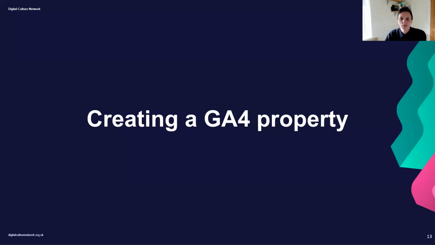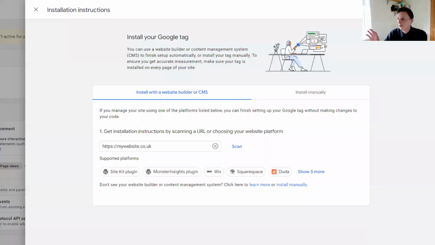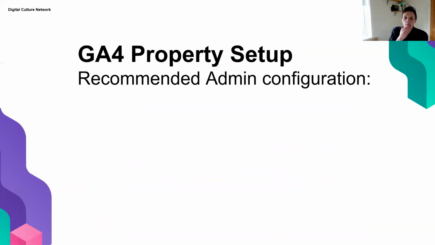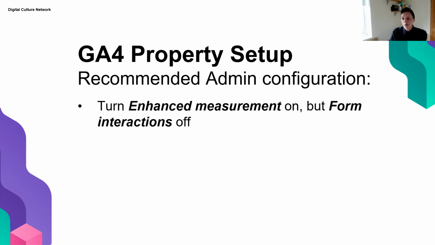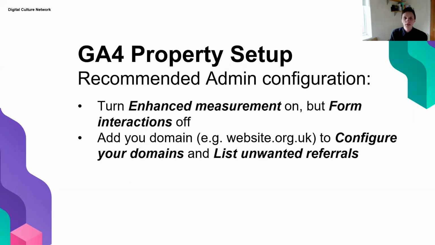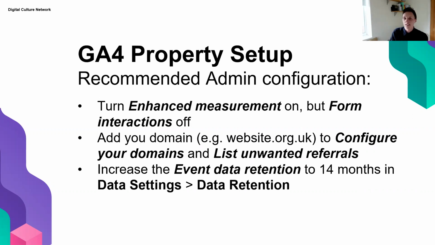So we've done that. We've installed it. We've used our different options, so we used Site Kit, but there are different ways of installing it. I'm just going to talk through the recommendations of that configuration again. There are only three things. First is enhanced measurement, making sure that's on, but turning the form interactions off. The second is adding your domain, whatever your web address is, to two places, which is configure your domains and the list of unwanted referrals. And then the last is increasing the event data retention from 2 months to 14 months. That's under data settings and data retention.